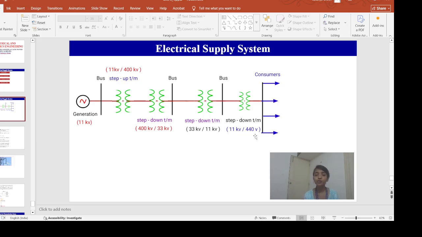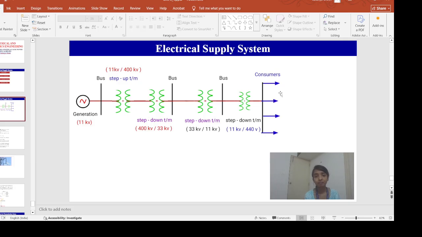If I want to use the voltage in our household appliances, to run the fan, light, then I need single phase 220 volt. Single phase 220 volt means I need one phase wire and one neutral wire. So that is how finally this electricity which is generated at the power station is utilized by the consumers.